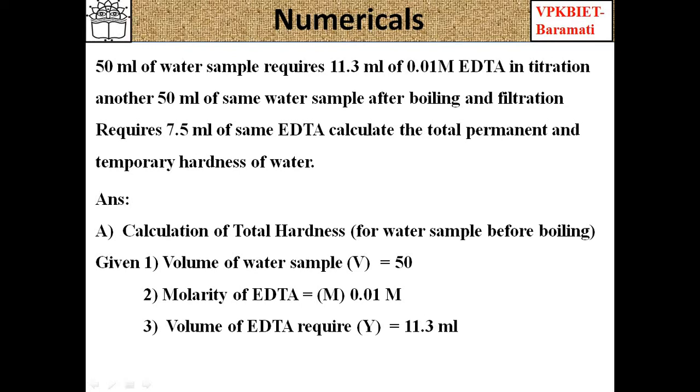Now what we have to do? We have to calculate the total hardness. The formula is: total hardness of water sample is equal to Y upon V into M into 100 into 1000. What is Y? Y is the amount of EDTA required for complete titration. V is the volume of water sample taken. M is the molarity of EDTA. Then 100, what is the 100? 100 is for the conversion of this total hardness into ppm CaCO3 equivalent.